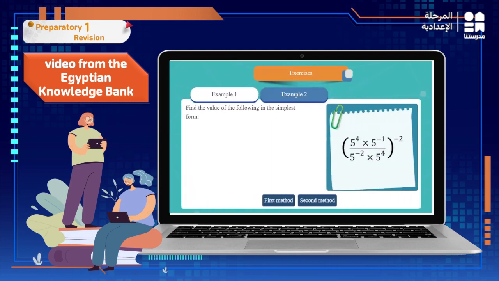First example is, find the value of the following in the simplest form. 5 to the power 4 multiplied by 5 to the power negative 1 divided by 5 to the power negative 2 multiplied by 5 to the power 4, all to the power negative 2. We can solve this example by 2 methods, so click on each method to identify it.